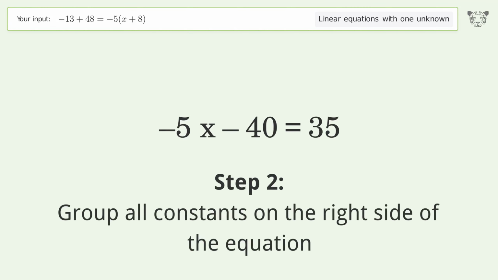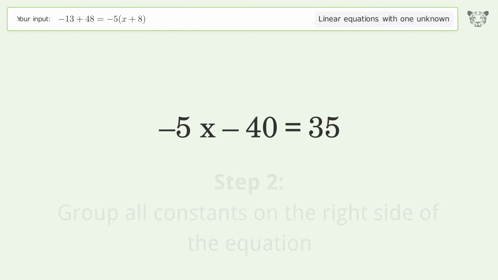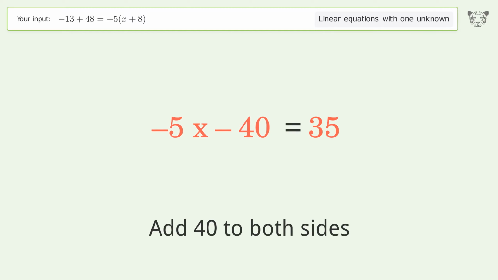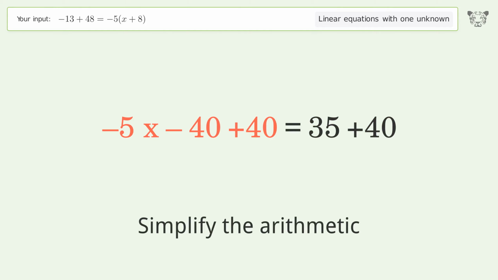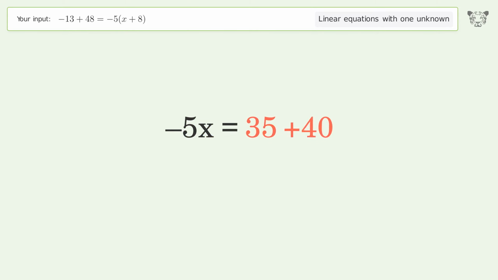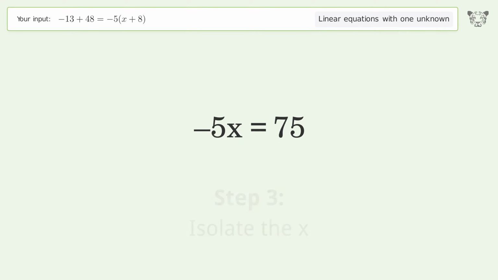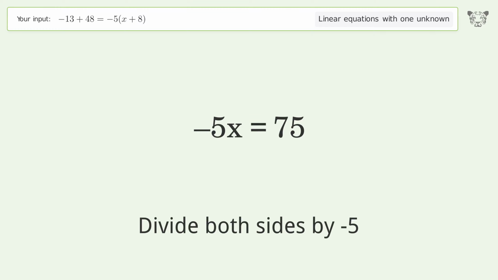Group all constants on the right side of the equation. Add 40 to both sides. Simplify the arithmetic. Isolate the x. Divide both sides by -5.